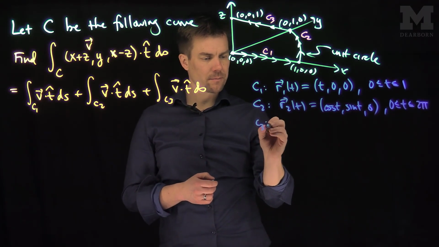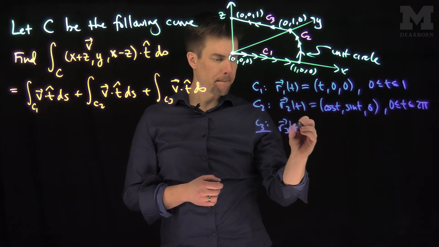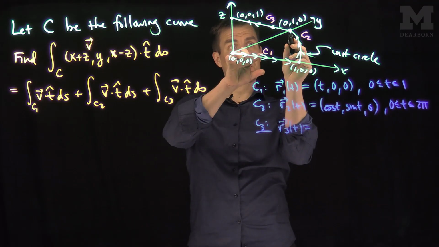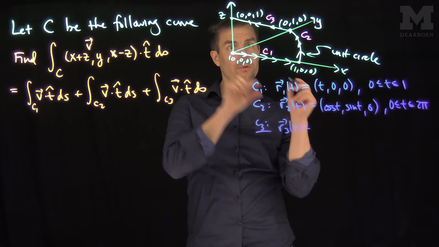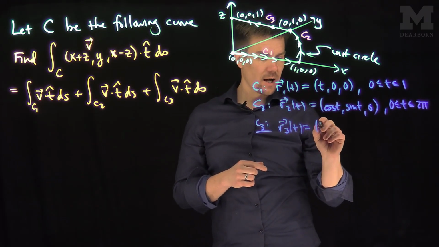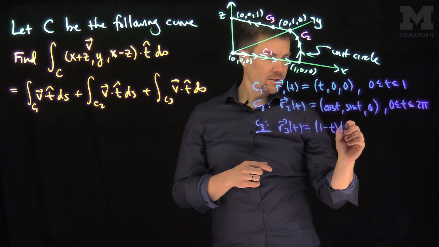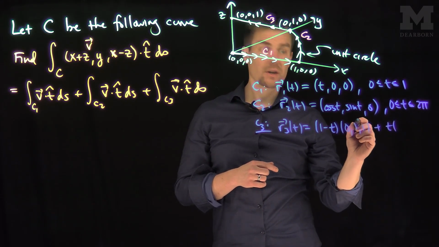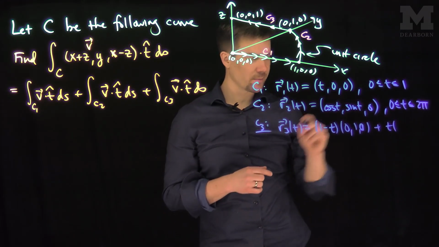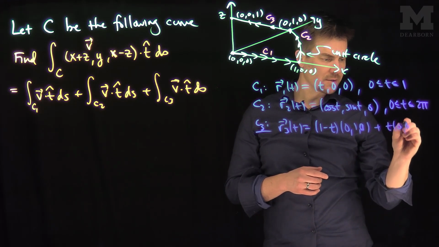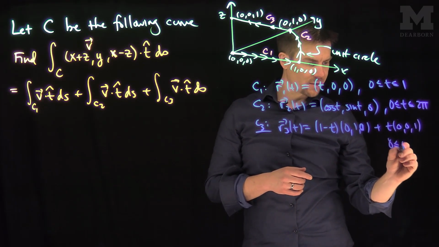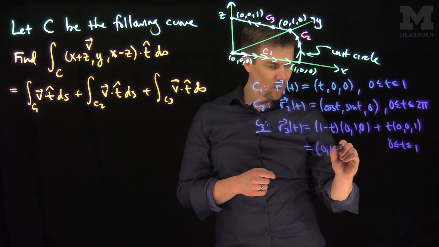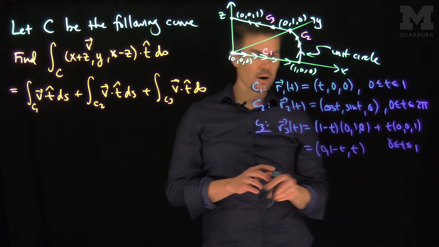And finally, C3 is going to be r3 of t. What will that be? Well, we're doing a line from the point 0, 1, 0 to the point 0, 0, 1. So I can look at it like this: I'll do 1 minus t times the starting point plus t times the terminal point. 0, 1, 0 is my starting point, and 0, 0, 1 is my terminal point. Here t goes between 0 and 1. So this r3 will simplify to 0, 1 minus t, comma t. So that's my r3 parameterization.